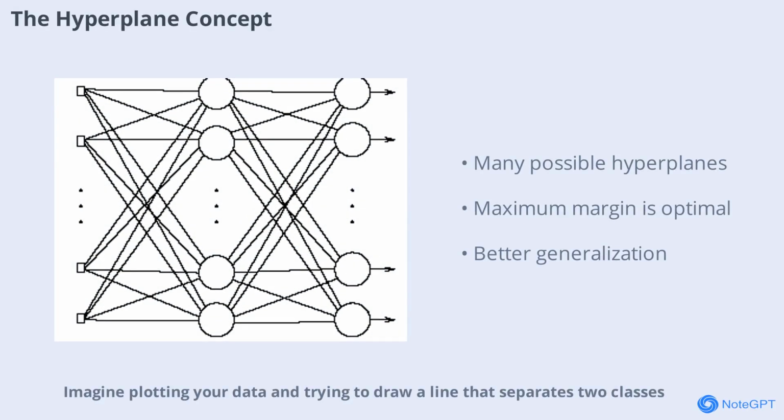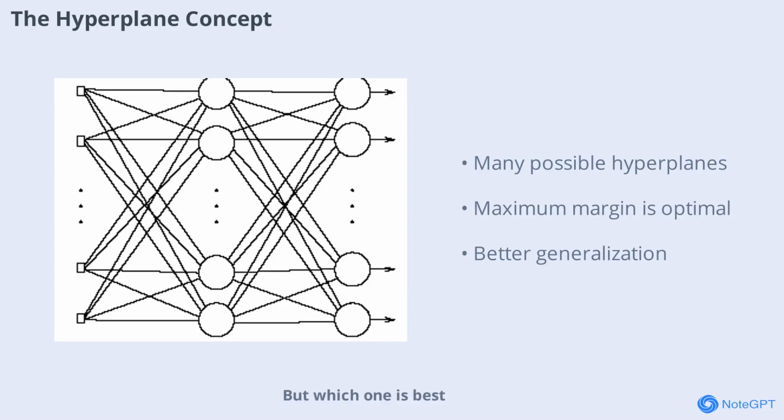Imagine plotting your data and trying to draw a line that separates two classes. There are often many possible lines or hyperplanes that can do this, but which one is best? SVMs solve this by selecting the hyperplane that maximizes the margin, the distance between the closest points of each class. This approach not only improves classification accuracy, but also enhances the model's ability to generalize to new data.